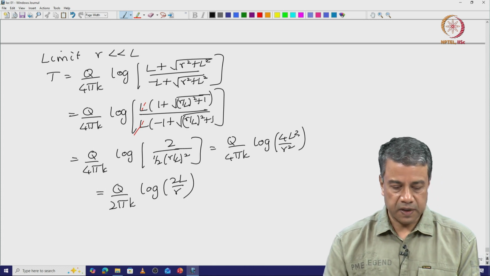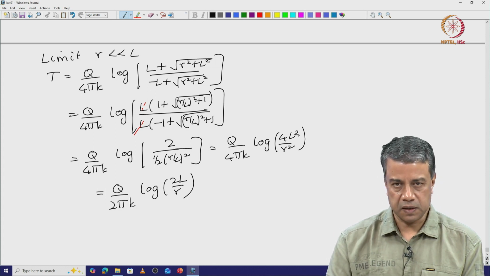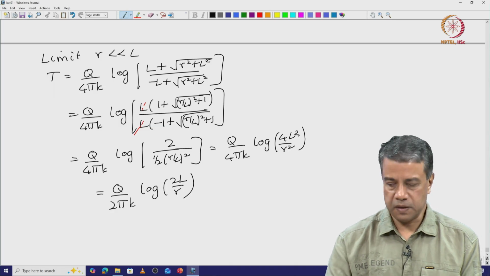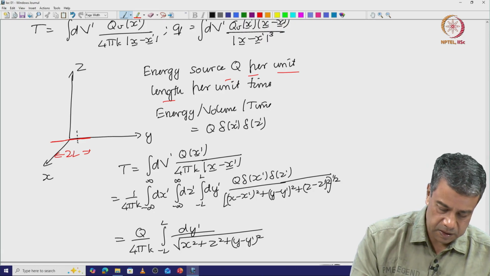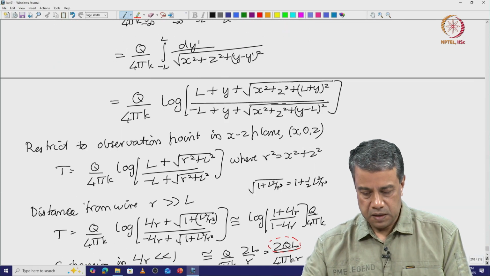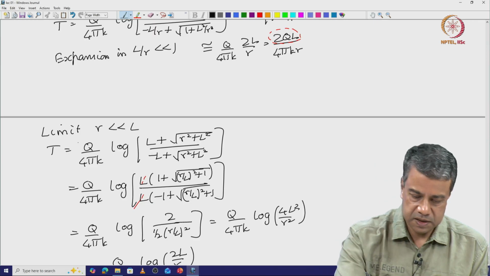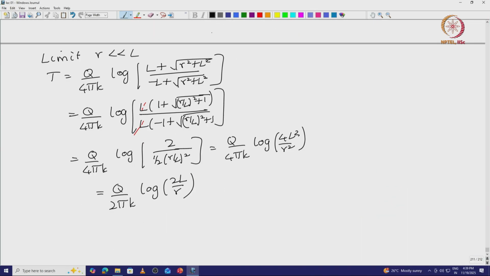So, the limit we have taken is r is very much smaller than L. That is, the distance from the wire is very much smaller than the length of the wire itself. So, the wire in the xz plane is perpendicular, it is in the y direction.